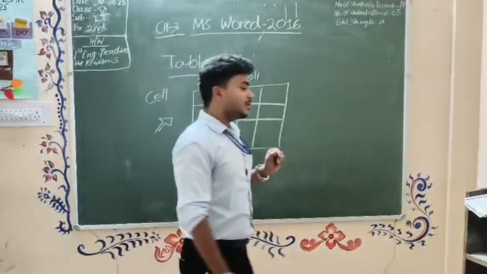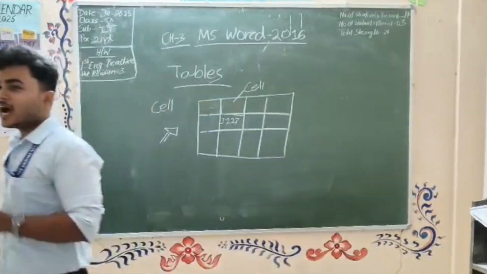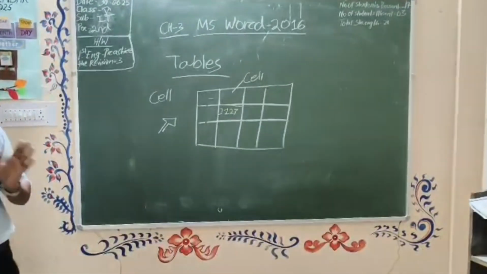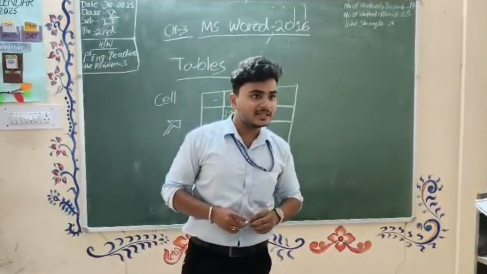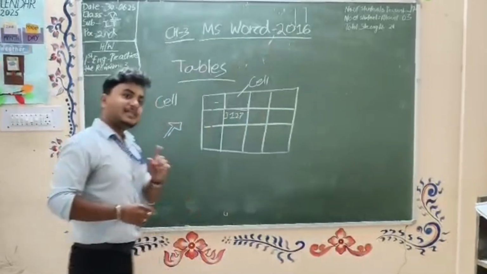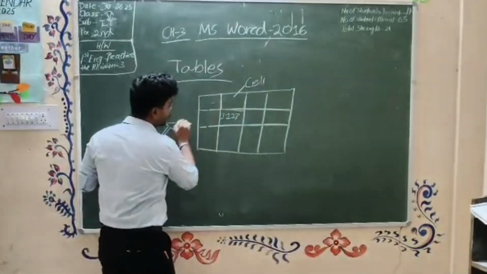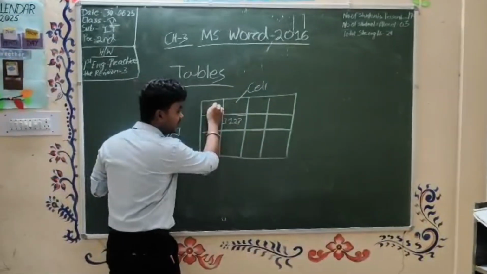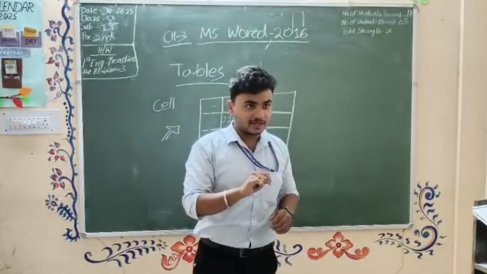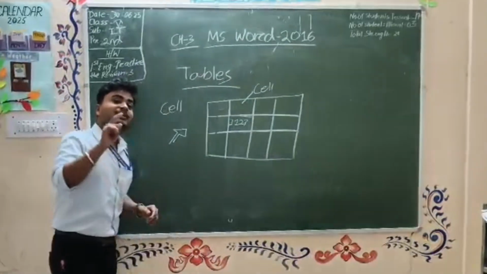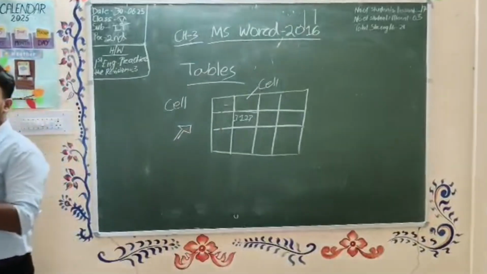Now tell me how to select a cell. Previously I taught you. Triple click inside the cell. Very good. You put the mouse pointer here and triple click, the left click on your mouse. Triple left click on your mouse, and this cell is selected.